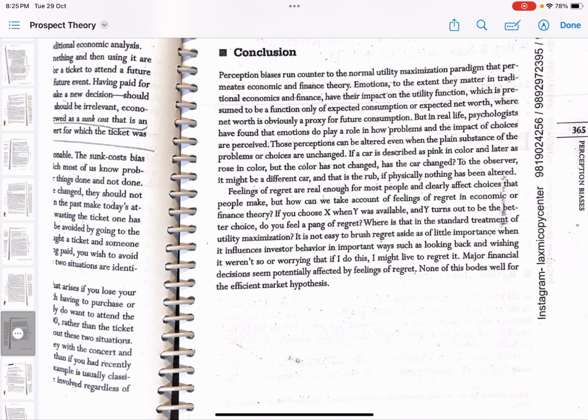Okay, you can pause it and read this. However, we have just discussed the entire thing. So that's it with this chapter.